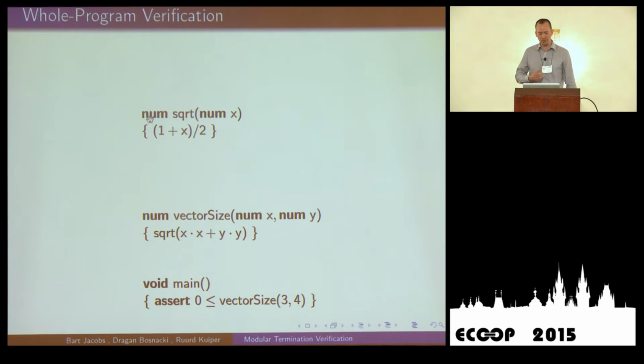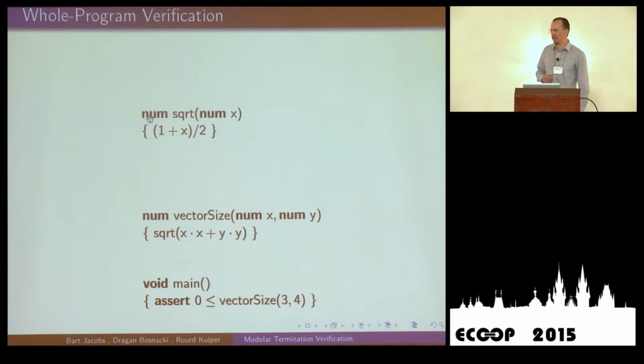We can do whole program verification of this program. What we're going to do is look at this assert, and see how we can convince ourselves that this will always hold. In whole program verification, if you want to reason about a method call, you look at the body of that method, taking into account the specific calling context. Here we're calling vector size with arguments 3 and 4. If we look into the body of vector size, we see that it calls square root with a positive number. And if we then look into square root, we see that it will return a non-negative number. So then we know that our assert will succeed.